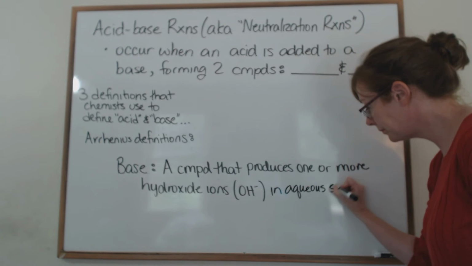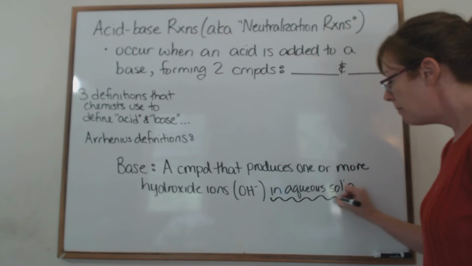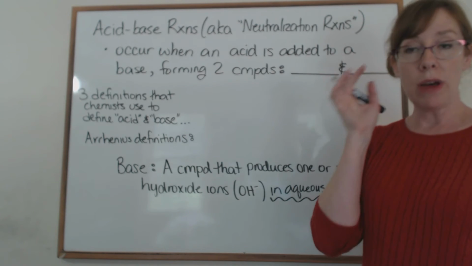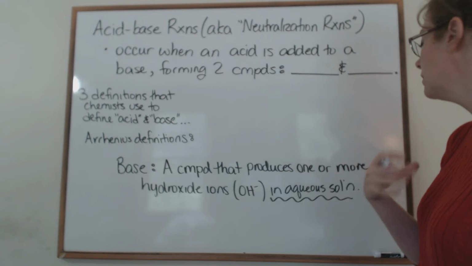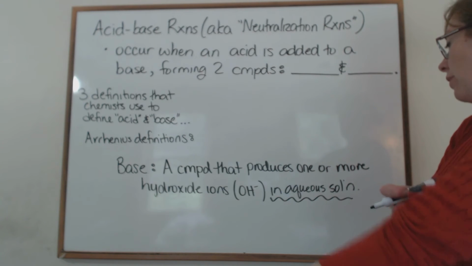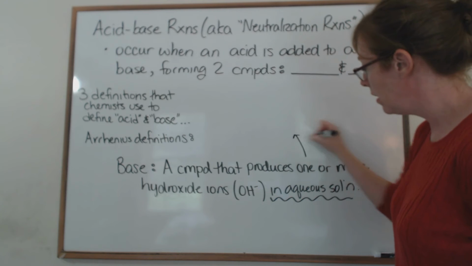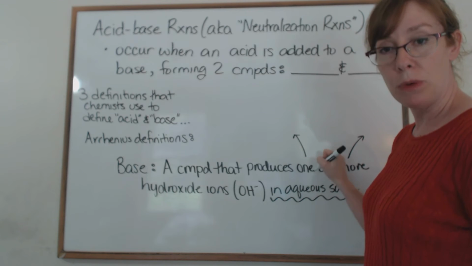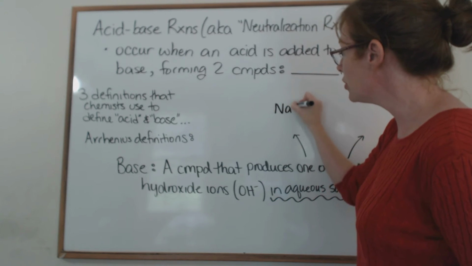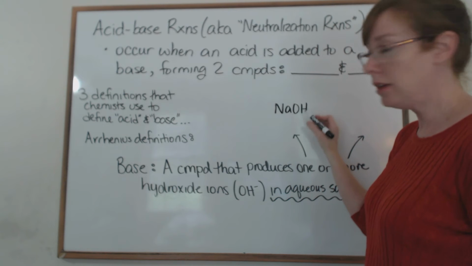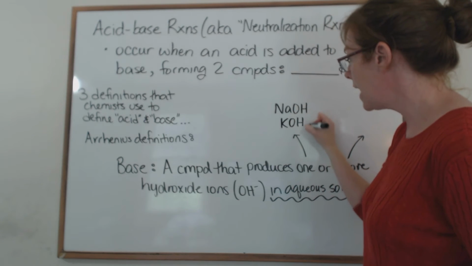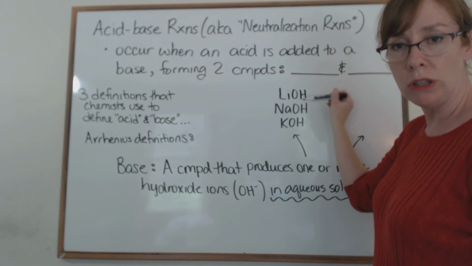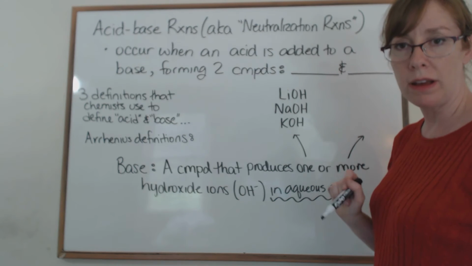So once again, based on that definition, you should know the phase label of all bases. All bases, just go ahead and always assume that they are going to be aqueous, dissolved in water. So the one or more, you've memorized a bunch of bases. A base that would only produce one would be something like NaOH, sodium hydroxide, or KOH, potassium hydroxide, lithium hydroxide. They can only produce one because you can see they only have one in their formula.